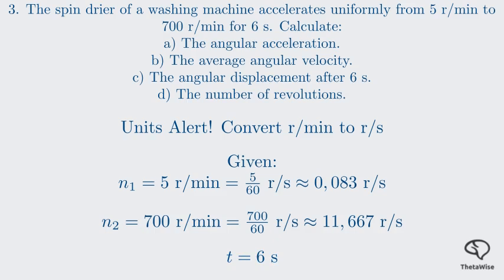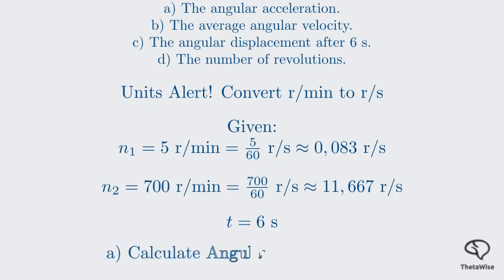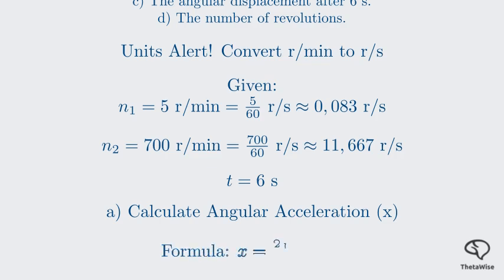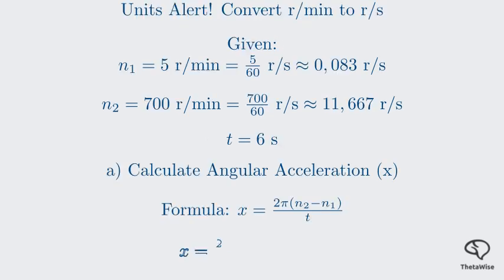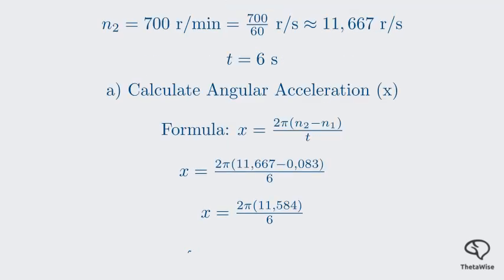Let's begin with part A, the angular acceleration. We need to find alpha. We'll use the same formula as before. Alpha equals 2 pi times the quantity n2 minus n1, all divided by t. Substitute our values. This becomes 2 times pi times the quantity 11.67 minus 0.083, all over 6. Calculate the difference in the parentheses first. That gives us 11.584. Now multiply 2 times pi times 11.584, and then divide by 6. This gives us approximately 12.133 radians per second squared. This is the constant rate at which the spin dryer's angular velocity increases.